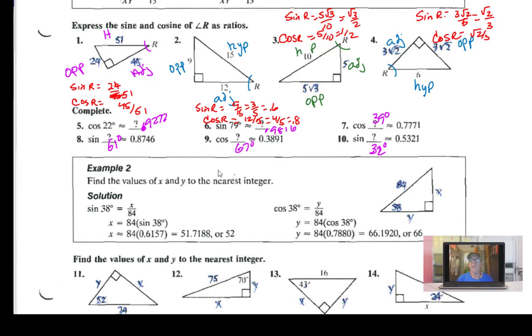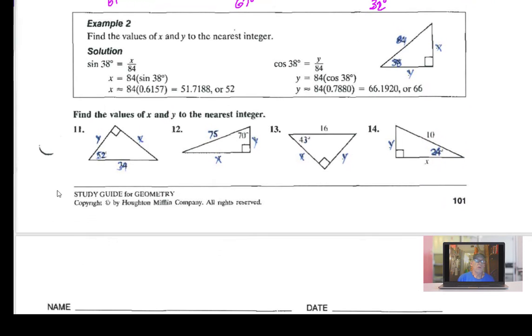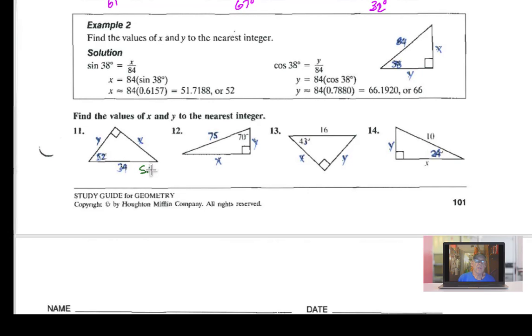Okay, let's look here at these values. We want to find these to the nearest integer, and I'm just going to set the ratios up, and you'll have to finish them off. I want to find x and y. So we want to find x. X is an opposite, and we have a hypotenuse of 34. So we would say that sine of 52 equals x over 34, or 34 times the sine of 52 is going to be x.